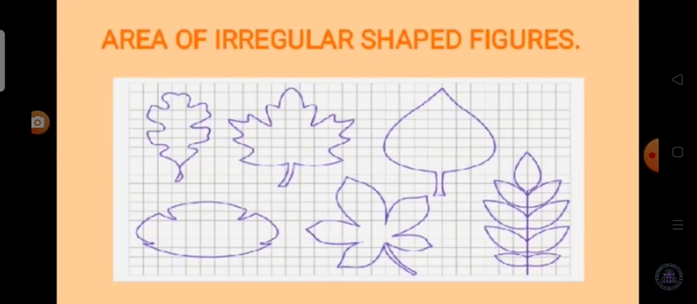We see the area of irregular shaped figures. In our daily life, we encounter many irregularly shaped figures like leaves, maps, stickers, stars or flowers, peacock feathers. How can we find the area of these irregularly shaped objects? Yes, we can find the area of these figures with the help of the graph sheet.